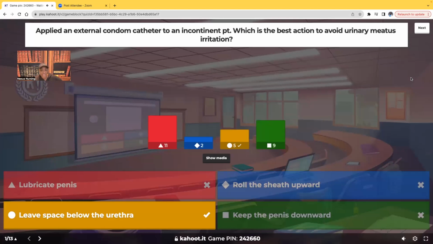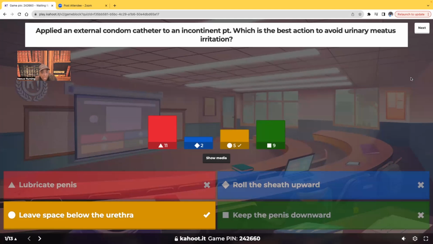Wow, most of you guys chose lubricate the penis. No, the correct answer is leave space below the urethra. You really want to leave about 1 to 2 inches. I want you to think about it. If you apply that condom catheter and there is no space and that patient urinates, where's that urine going to go? It's going to sit on the urinary meatus. It's going to sit right there and cause irritation, right? It's going to disrupt the patient's skin integrity in that area. So you want to leave about 1 to 2 inches, okay?